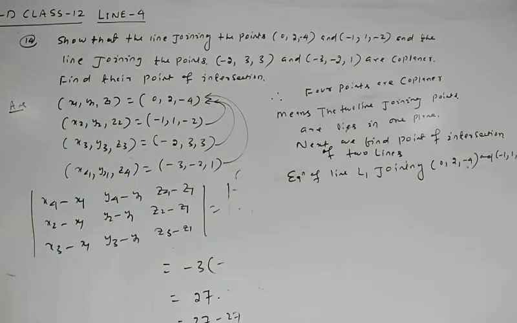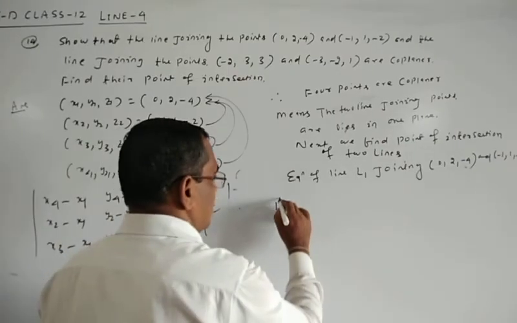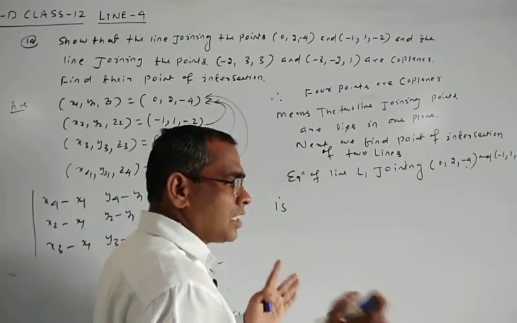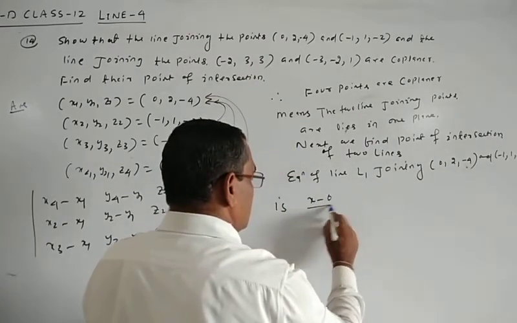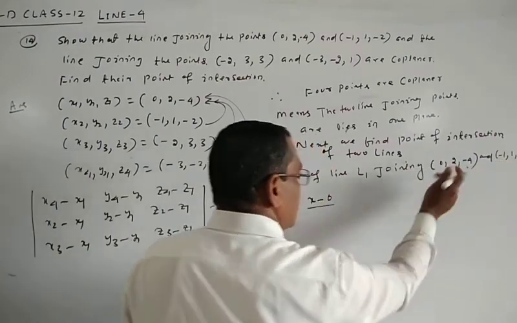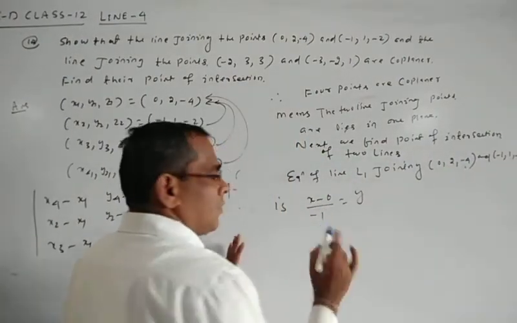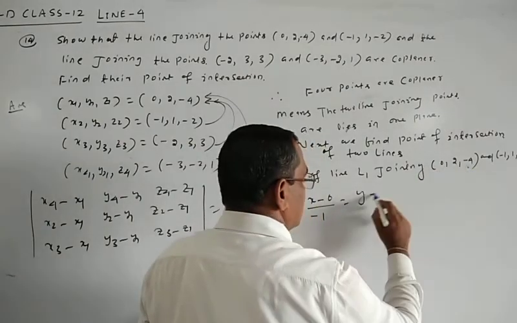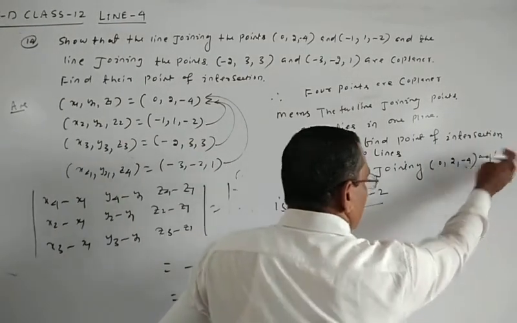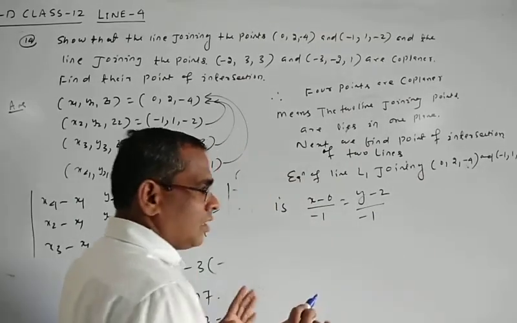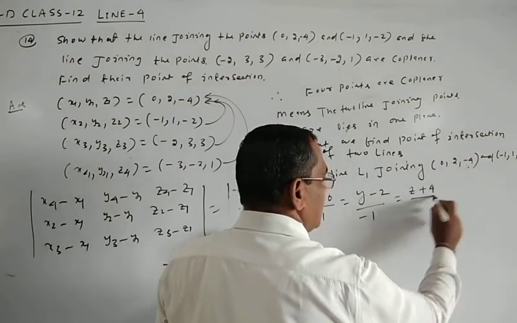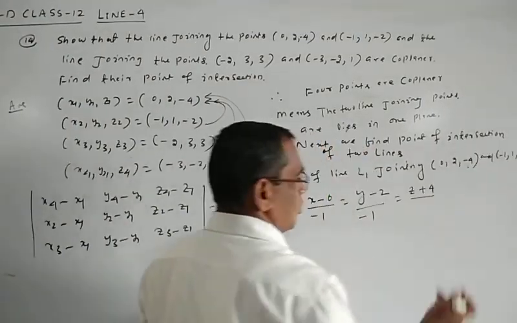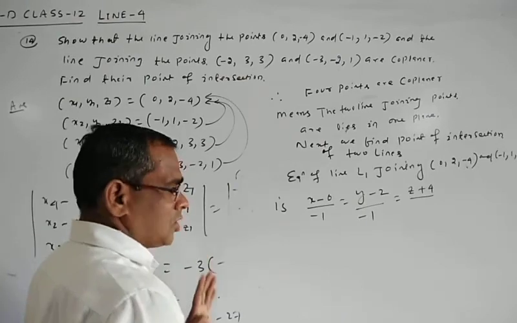Points (0, 2, -4) and (-1, 1, -2). What is the two-point formula? (x - x1)/(x2 - x1): x - x1 means x - 0, over x2 - x1, which is -1 - 0 = -1. (y - y1)/(y2 - y1): y - 2 over 1 - 2 = -1. Equal to (z + 4)/(z2 - z1) = (z - z1)/(z2 - z1), which is -2 + 4 = 2. This is the equation of the first line.